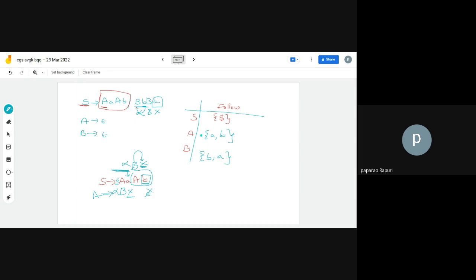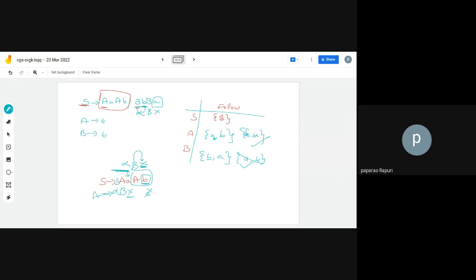So finally, follow of S is equal to dollar. Follow of A is equal to small a comma small b. Follow of B is equal to small b comma small a. Sir, is it required to write in any order? Not required. You can write a comma b or b comma a. Ordering is not mandatory.